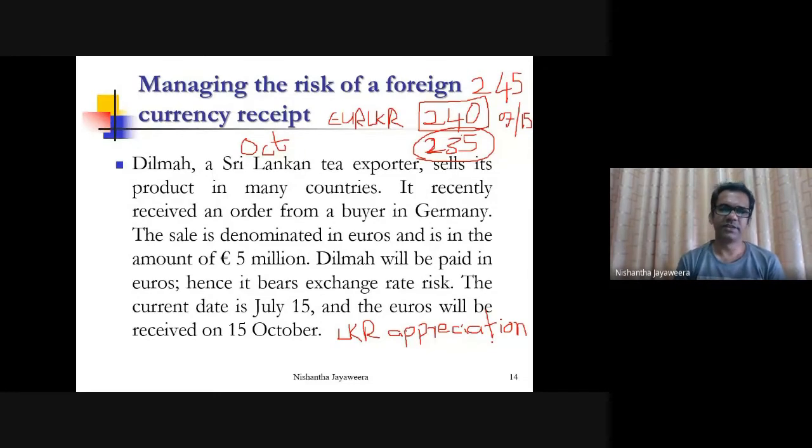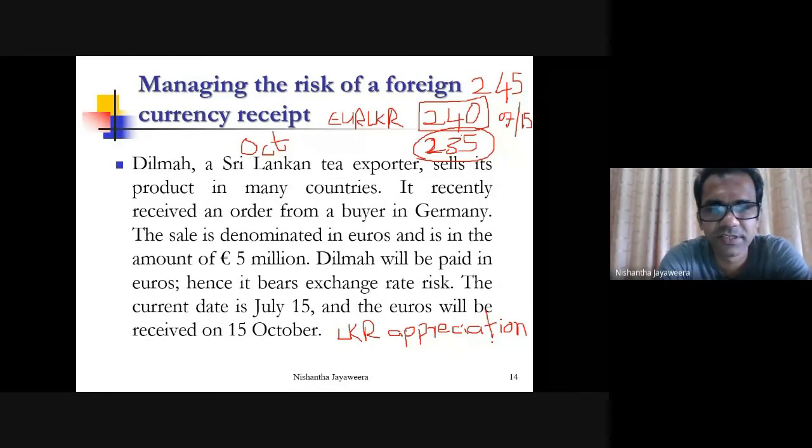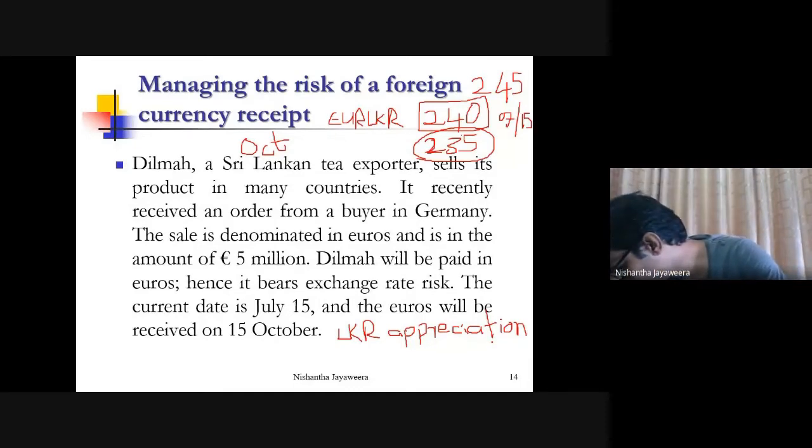What are the options available? What are the instruments that we learned that can be used to hedge this risk? There are a few, and what are those, and what are the pros and cons, the advantages or disadvantages, of doing that?